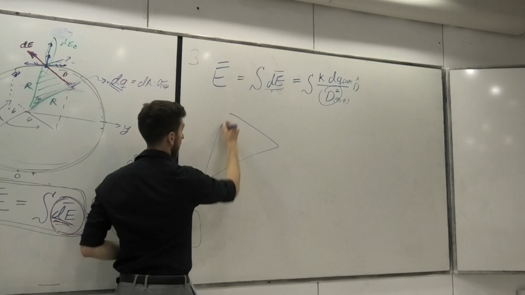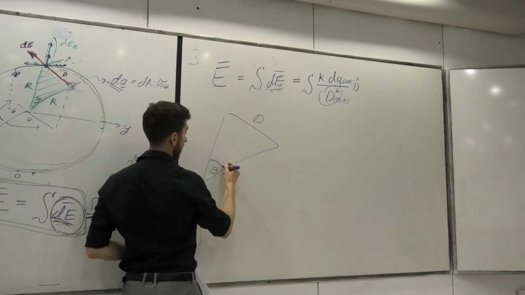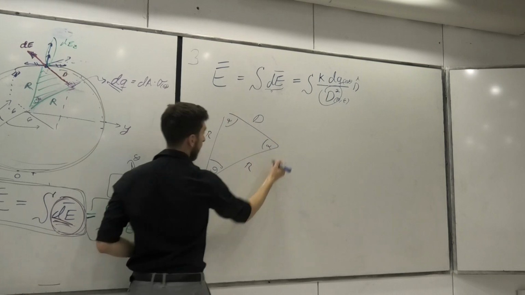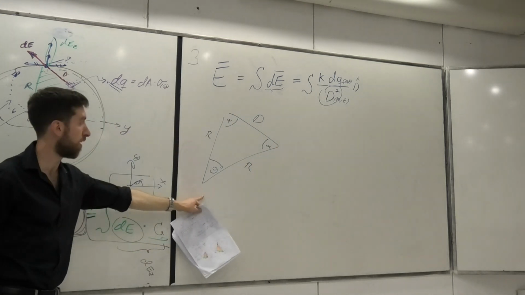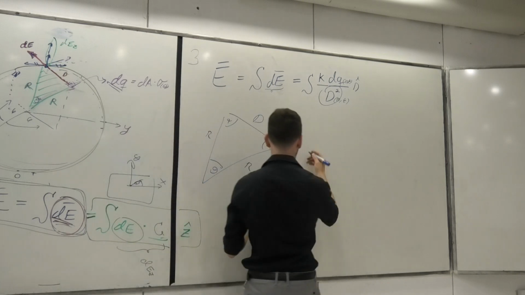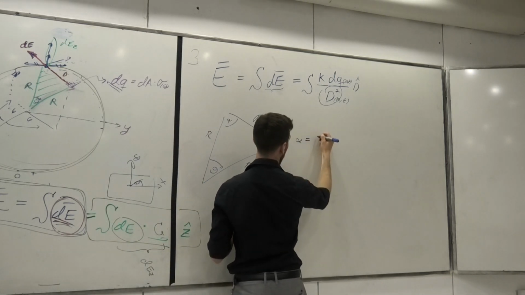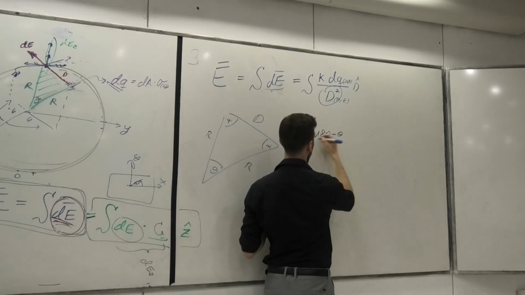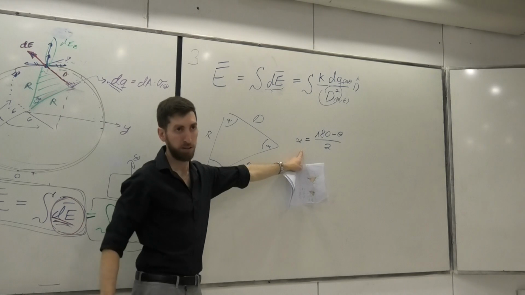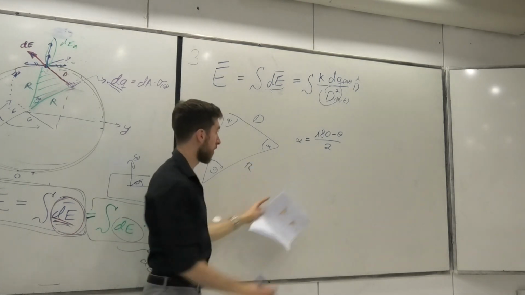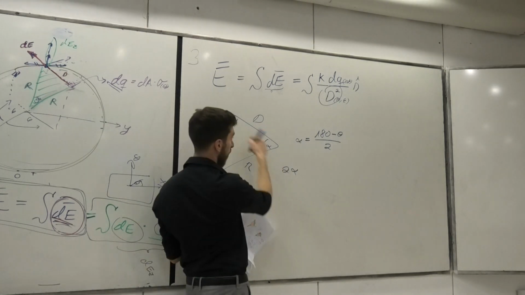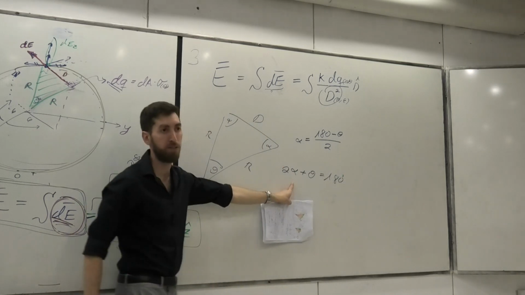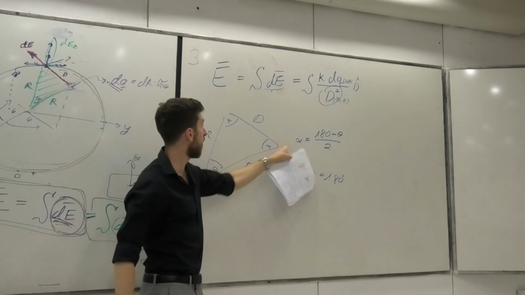D, theta, R, and R. I can say that this is alpha, right? Agree? This is alpha. And what's the value of alpha? Alpha equals 180 degrees minus theta, divided by 2, right? 90 minus theta over 2. Agreed? Because the sum of all angles, these two alpha plus theta, equals 180 degrees, which you have in a triangle, right? So I know this alpha.